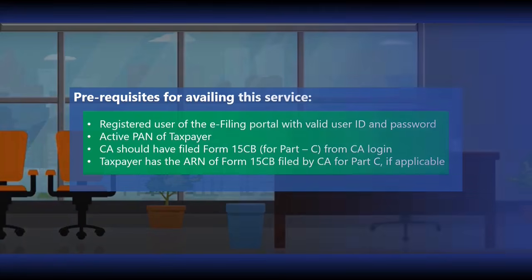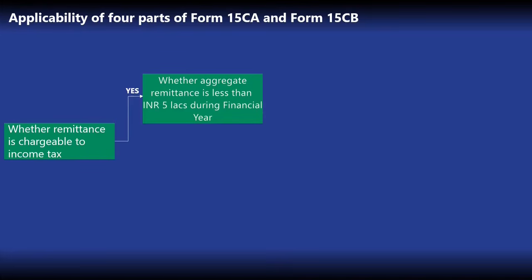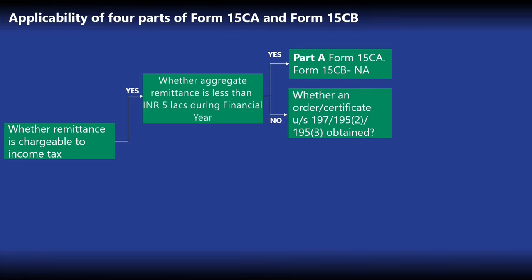To understand the applicability of the 4 parts of Form 15CA and Form 15CB, please check whether the amount of remittance is chargeable to income tax. If the amount of remittance is chargeable to income tax and the amount is less than Rs 5 lakhs during a particular financial year, Part A of Form 15CA is required to be filed. Form 15CB will not be applicable. If the amount is more than Rs 5 lakhs and it is chargeable to income tax, please check whether an order or a certificate from an assessing officer has been obtained. If the order has been obtained, then Part B of Form 15CA will be applicable. Form 15CB will not be applicable.